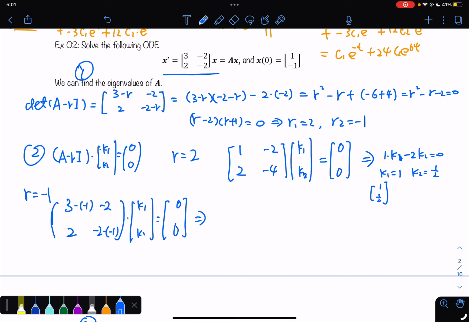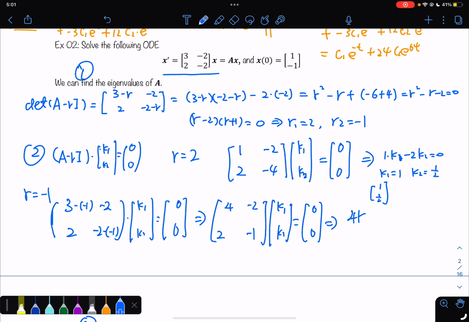So what I end up with is 4, negative 2, 2, -1, and then k1, k2, and then I end up with 4k1 minus 2k2 being 0. So if k1 were 1, k2 would have been 2. So my corresponding eigenvector is 1, 2.